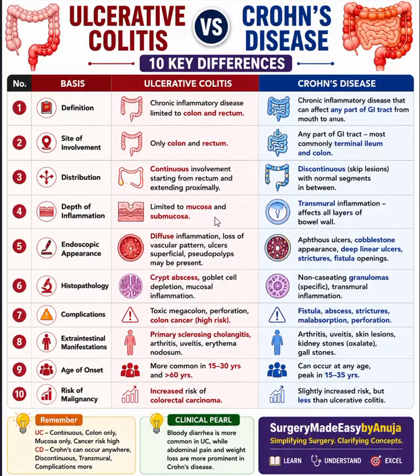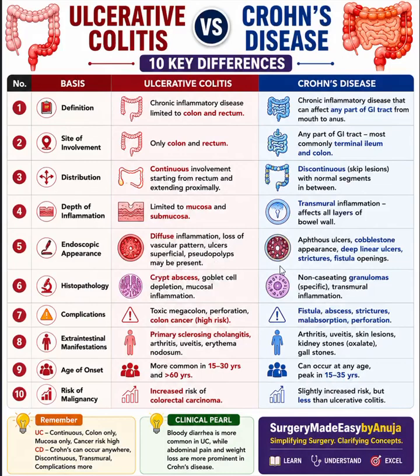The depth of inflammation or involvement of the layers in the intestine is limited to the mucosa and submucosa in ulcerative colitis, whereas all the layers of the bowel wall are affected in Crohn's disease. Now, when we do a colonoscopy to find these inflammatory diseases, the pattern of inflammation in ulcerative colitis is diffuse. There is loss of vascular pattern, the ulcers are superficial, and there may be pseudopolyps present.